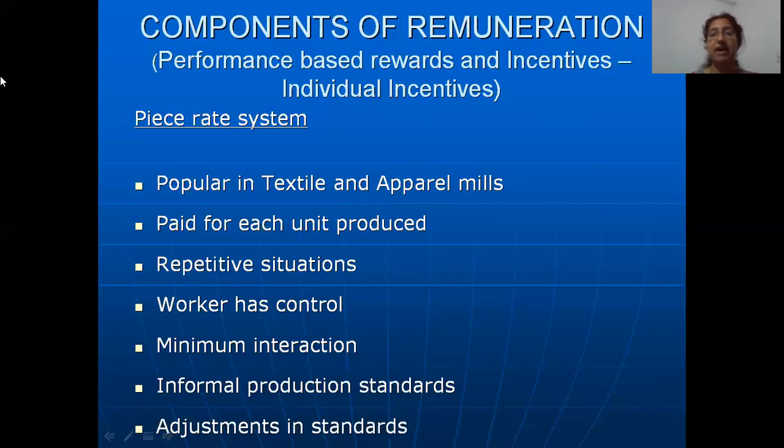Another situation where a piece rate system will work well is when the worker has control and there is minimum interaction. All the control for performing that activity should be in the worker's hands itself. They should have all the tools necessary to perform their activity. Only then will they be able to perform the job well and be motivated. They think, okay, I have all the resources, let me produce more and more shoes. Only then will I be able to get more and more wages.